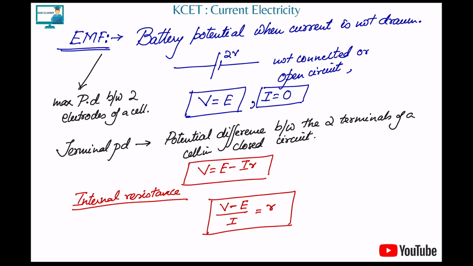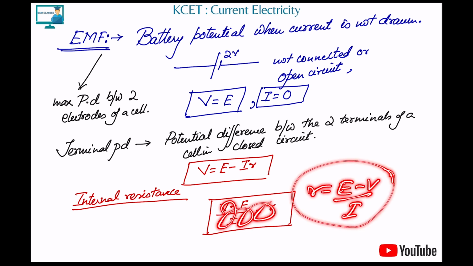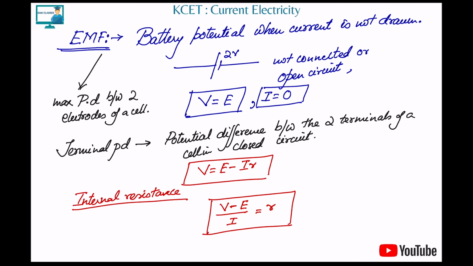Internal resistance, how will you find it? Send the E to that side. Something I've written wrong, this is wrong. r is equal to (E minus V) by I. Okay, E minus V by I. Clear.